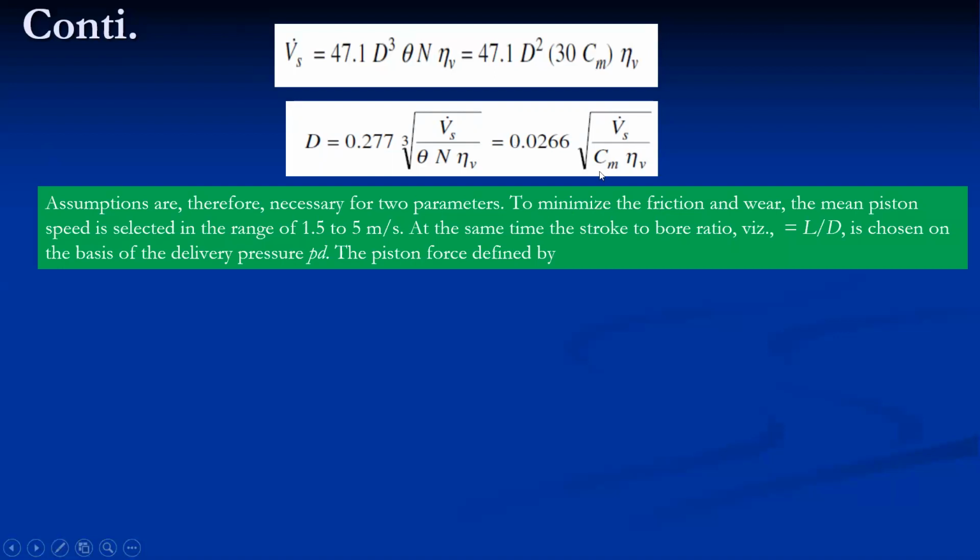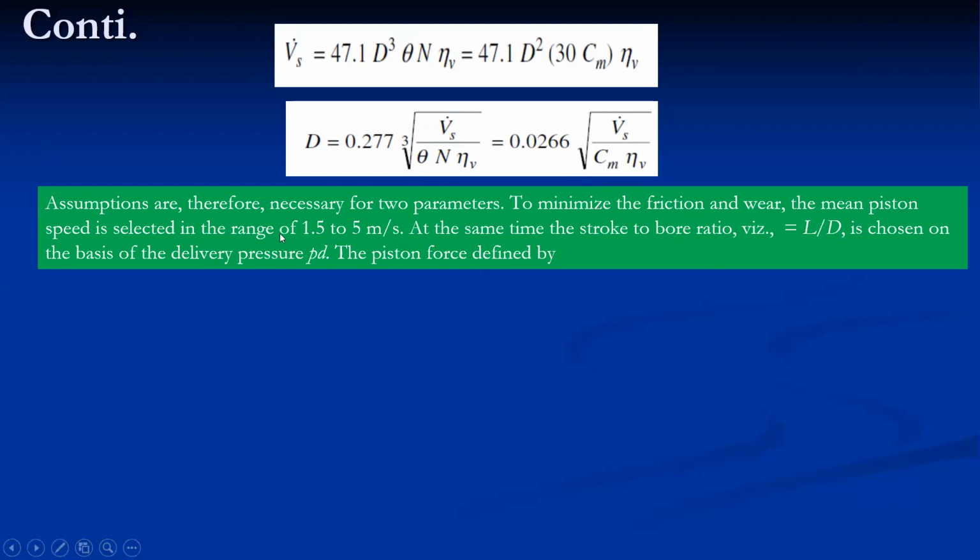So piston speed we can select in the range of 1.5 to 5 meter per second. This value we have to select depending upon the conditions, and it should lie between 1.5 to 5 meter per second in order to minimize friction and wear. At the same time, L by D ratio is also important.